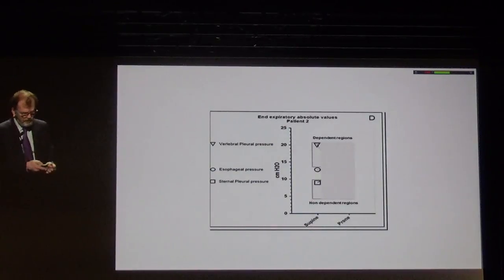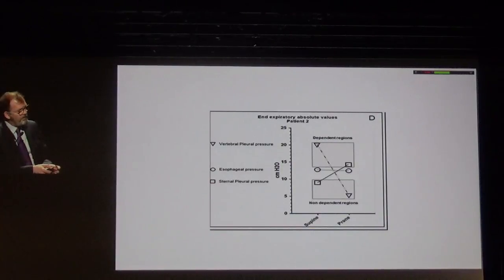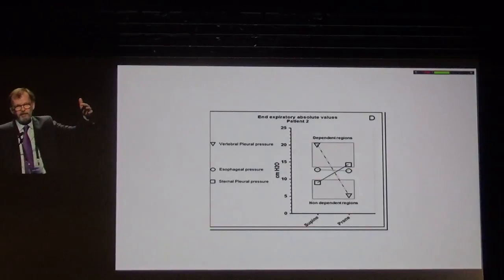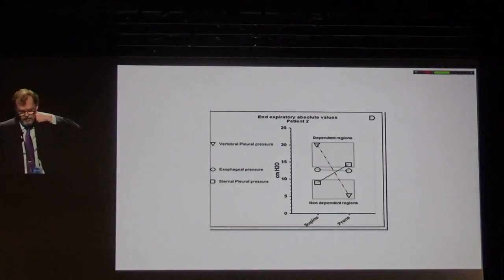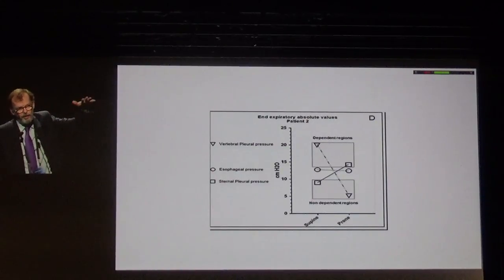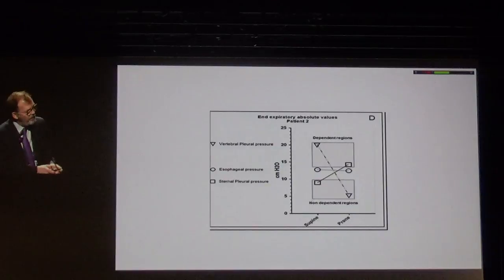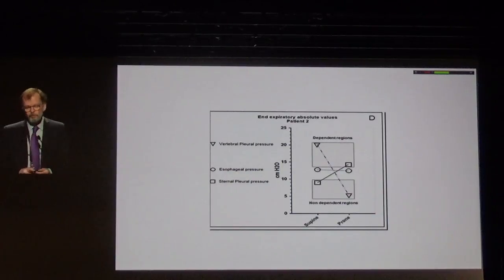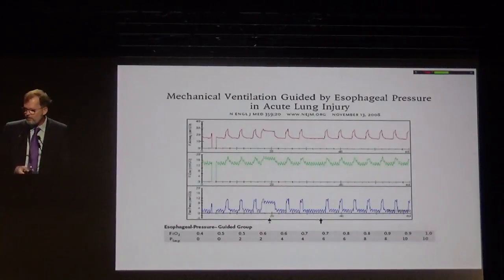So we put this cadaver in the prone position, and of course we reversed the measurement. The non-dependent part was now dependent and became the higher pressure. The previously dependent one became the non-dependent and became the lower pressure. And you see that the esophageal pressure, which was a bit closer to this one, remained in between the two. So a nice demonstration of the reliability of the absolute value of esophageal pressure.